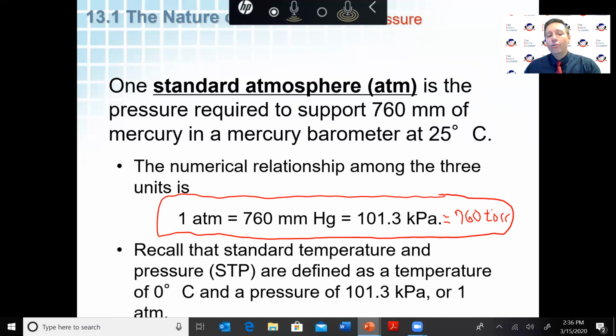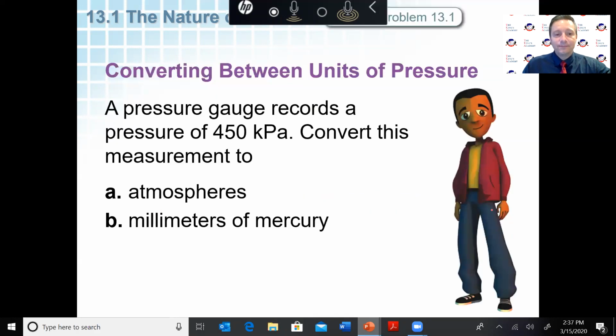So we have all of those equal, and we've already learned how to make a ratio, and that is how, in fact, we're going to solve between any of these units. So 1 atmosphere equals 760 millimeters of mercury. It equals 101.3 kilopascals, which also equals 760 torr. So let us look at this.